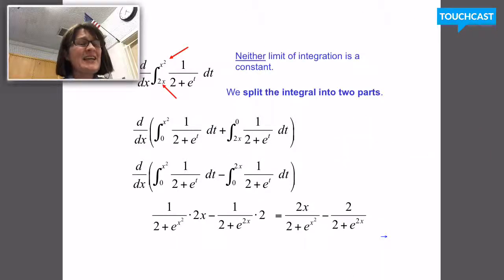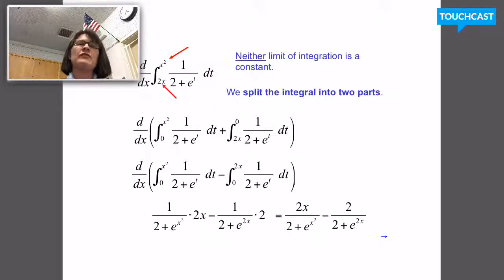Okay, and here's the last example. This is another possible problem with those three rules that we can overcome. Here I'm trying to take the derivative of an integral, and both the lower and the upper limit of that integral are functions of the variable that I'm differentiating with respect to. So I don't have a constant as either limit. So what I'm going to do here is split that integral into two parts.